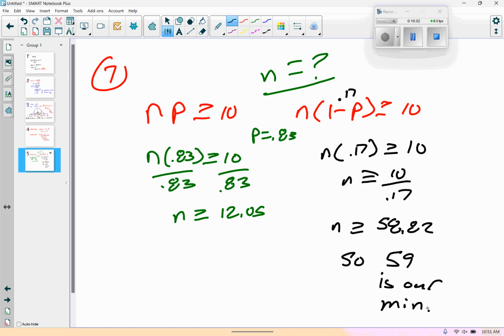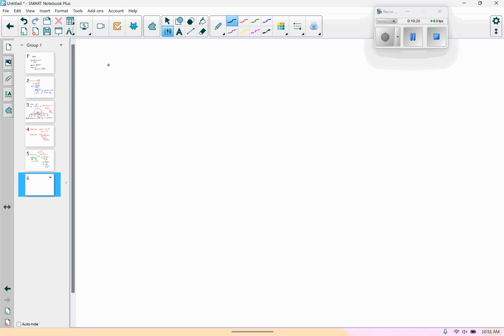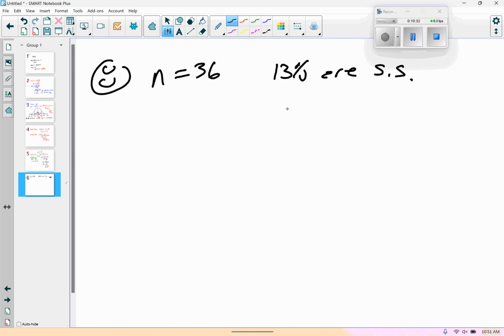Currently, 13% of the population of the United States is a senior citizen. They say 13%. I think they're off a little bit, but hey, we'll go with it. Yeah, we should make it lower. It says create a sampling distribution of random sample size 36. Okay, so this is number 8. We're talking about 36 people. They're claiming 13% are senior citizens. So 13% is the same thing as 0.13.